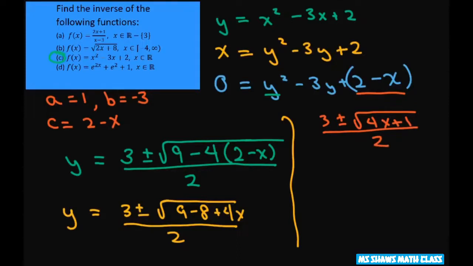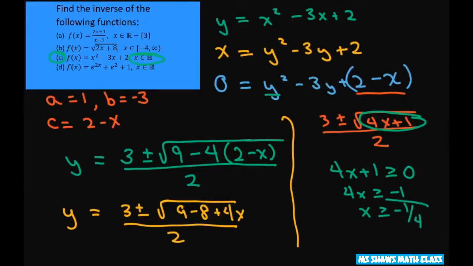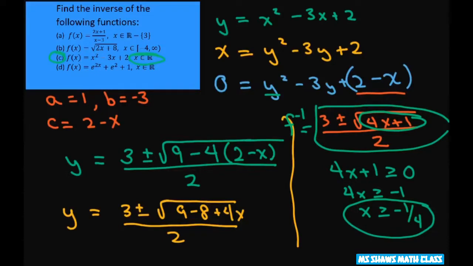Now, the thing we have to check for the domain is this part. This has to be greater than or equal to 0. It can't be less than 0 because we're dealing with all real numbers. So just set that little portion there to be greater than or equal to 0. So our answer would be x is greater than or equal to -1/4. So that's your domain for this, and this is your inverse right there. All right. Now the next one.